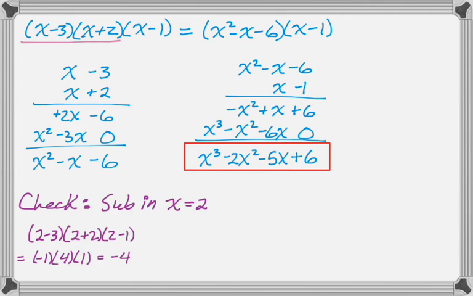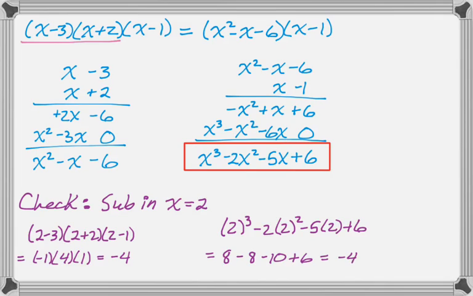Now what I do is take the same value of x, x equals 2, and sub it into what I believe to be the expanded form. So 2 cubed is 8 minus, a lot of people screw up the order of operations here. First you do the exponent, so 2 squared is 4, and then multiply by 2, so that's going to be minus 8. And then minus 10 and plus 6. And so this simplifies down to -4, so it checks.